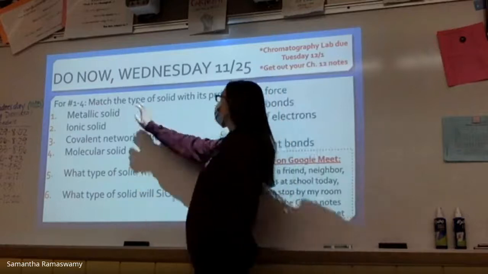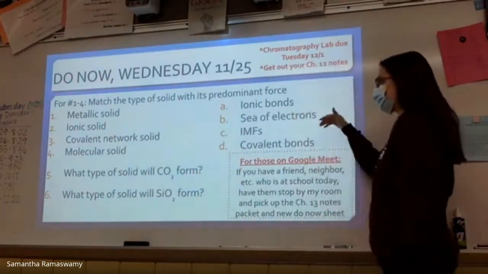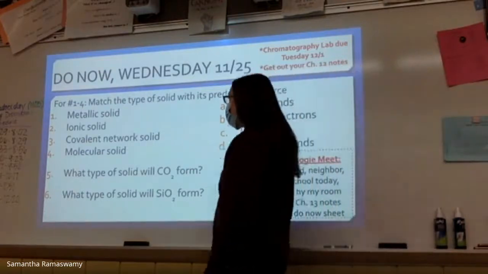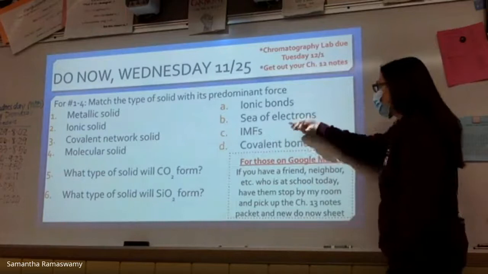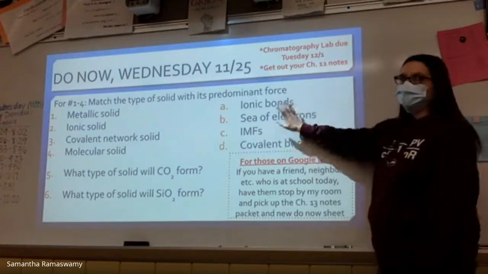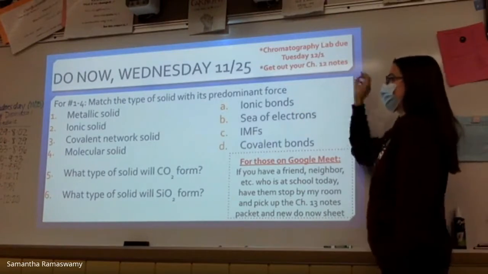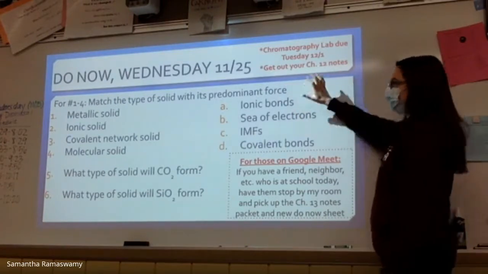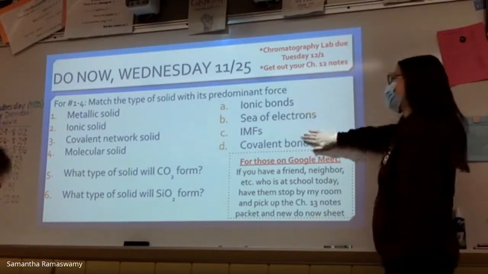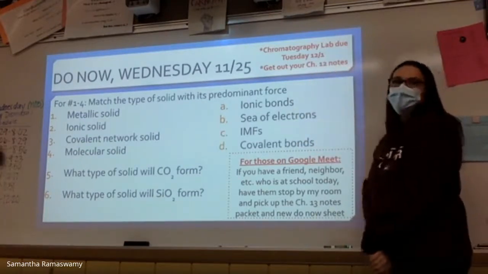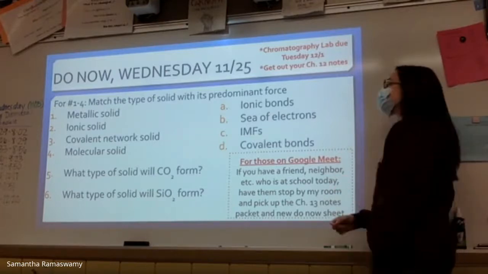So for 1 through 4, you're just matching the type of solid with its predominant force. So number 1, if we look at metallic solid, we're just going to use each of them one time, which of these 4 best describes metallic solid. So based on the notes, which of these would best fit the metallic solid? Sea of electrons? Sea of electrons, yeah.